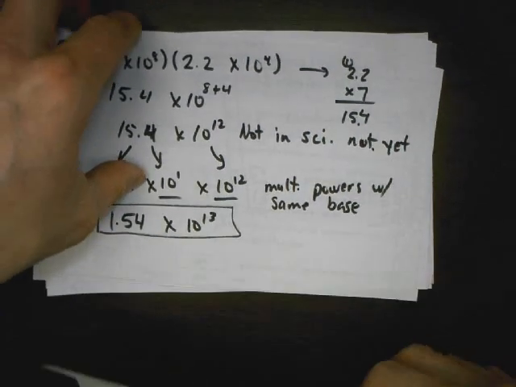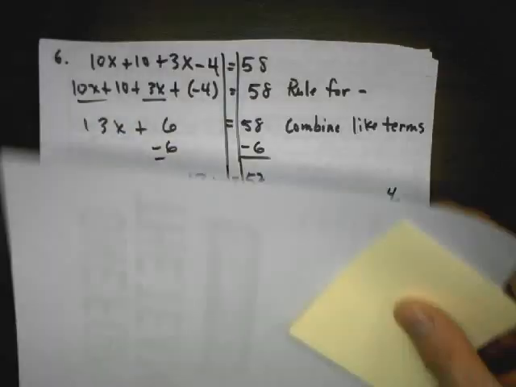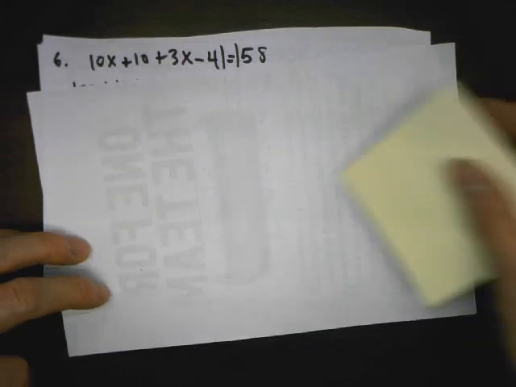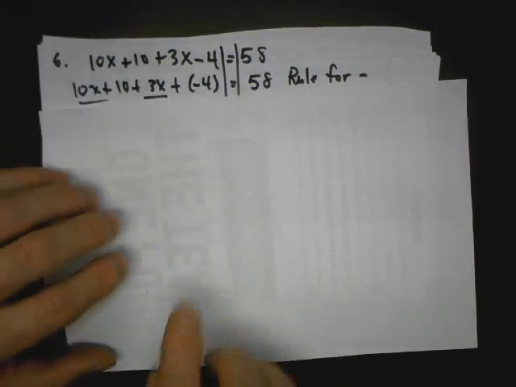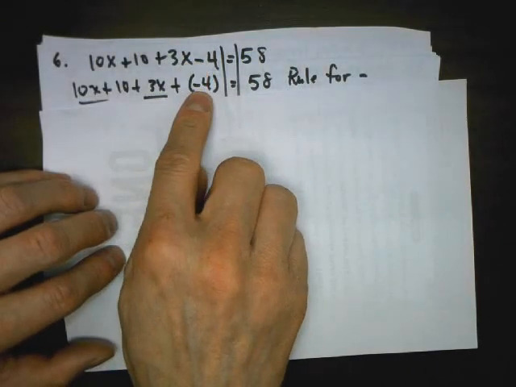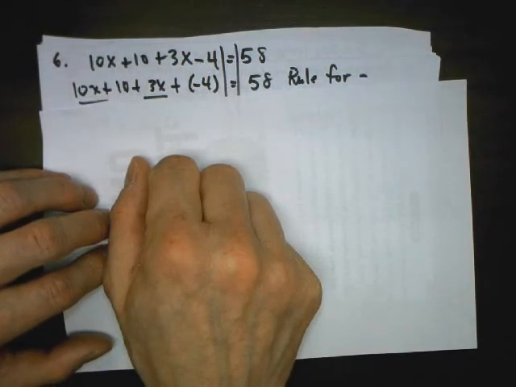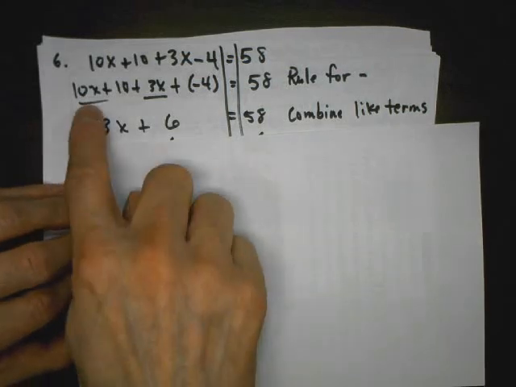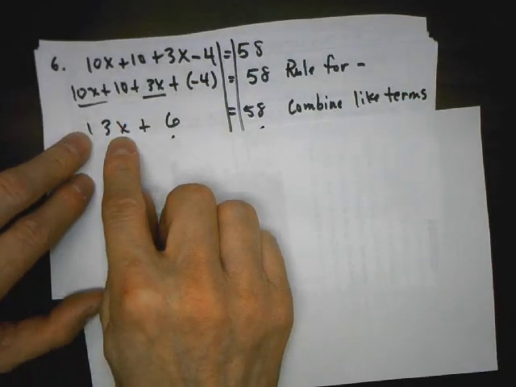Number 6 says, find the value of x. In other words, solve. In other words, isolate the variable for this equation. So I'm going to do the rule for subtraction first, right? When I have subtraction, I draw two sticks to add the opposite. Now I'm going to combine like terms. I got 10x and 3 more x's, that equals 13x's.